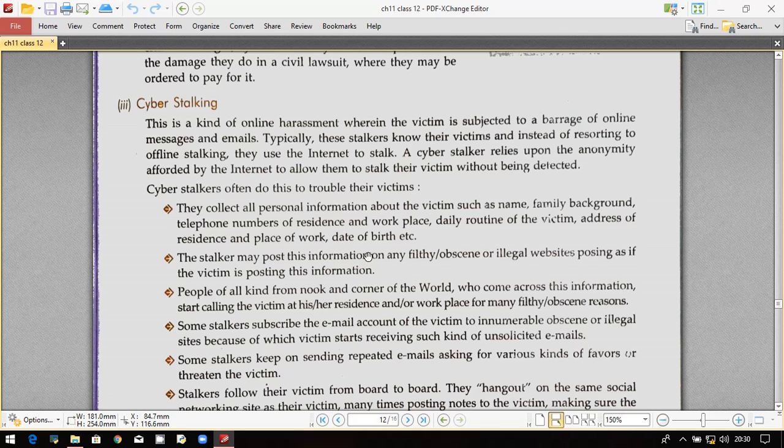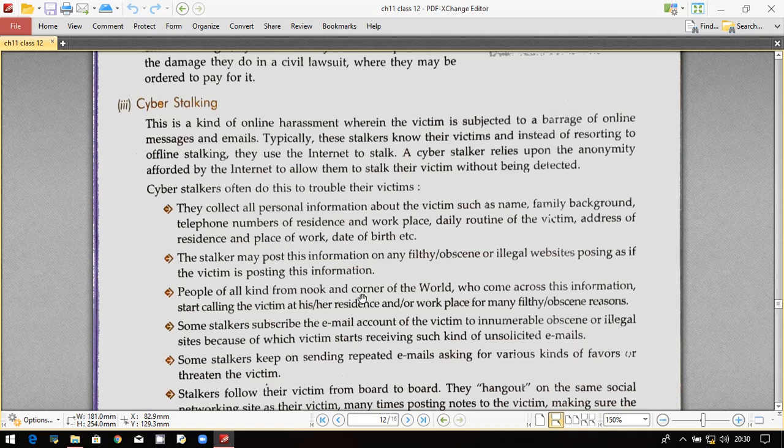The stalker may post this information on any filthy or illegal websites, posing as if the victim is posting this information. Okay, so they can share your personal information over some digital platforms, and they may disguise themselves as the original owner. Okay, and you may feel like, I haven't shared this information over the platform, how has it got shared? That sharing has been done by the stalker. Okay, so their target is to defame you. Okay, or they may ask some ransom amount from you because of these things. Okay, to remove that post and all those things.